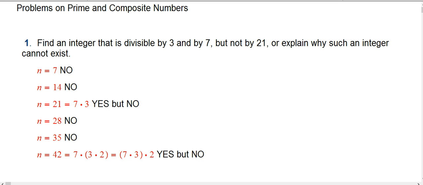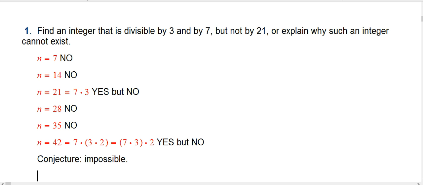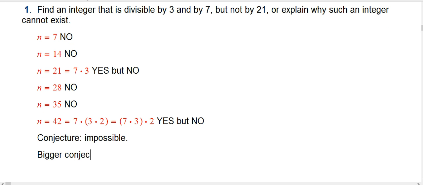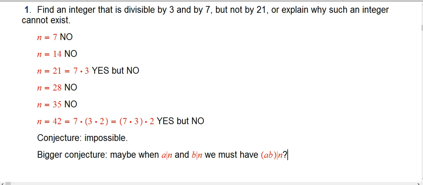It seems like every time we ratchet around and have these multiples of 7 also be divisible by 3, they're also divisible by 21. So it looks like we would conjecture that this is impossible. And in fact, we might conjecture that it's a general fact: maybe when A divides N and B divides N, we must have the product AB dividing N. That's what we were trying to violate. We're trying to have something where N was divisible by 2 numbers and not divisible by their product, and we seem to not be able to have that happen.